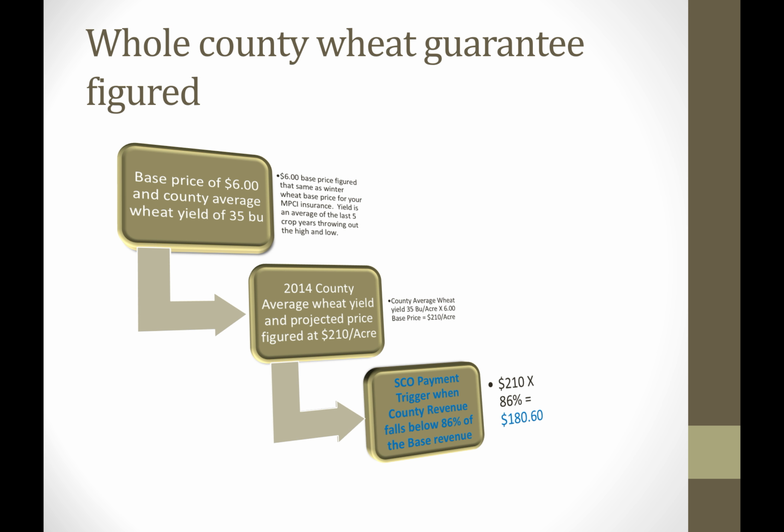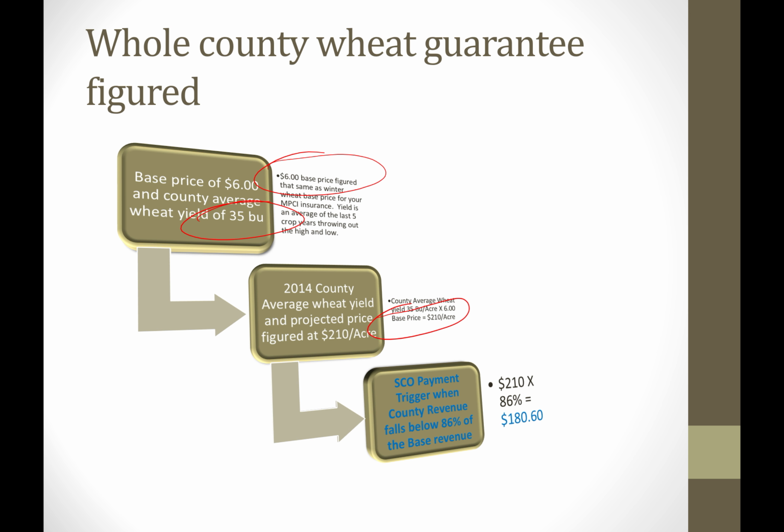So in our scenario here, we're going to say that there was a $6 base price figured for wheat, and the county average yields 35 bushels for spring wheat, let's say. So starting out, they were expecting the county was going to make $210 an acre on wheat. And remember, we're guaranteed 86% of the county's average is where it's going to start to trigger.